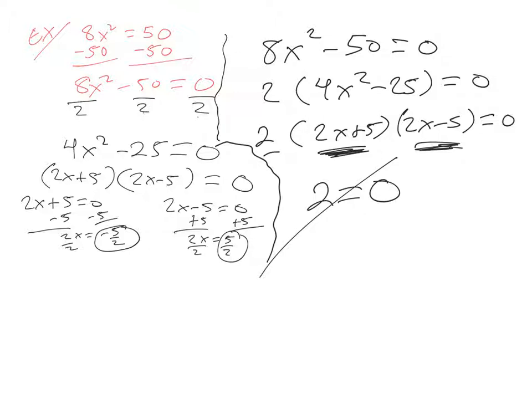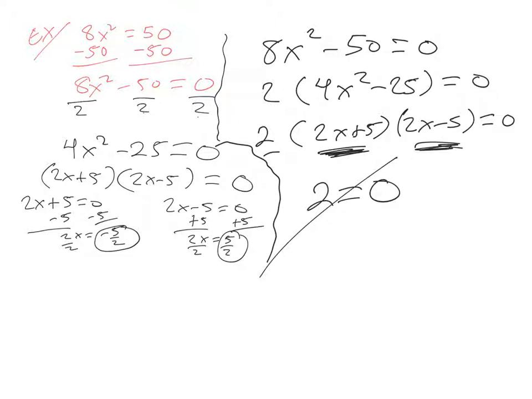But that's only when you have a number. Notice this does not have an x with it. So that's only when that's just a number, right? All right. So the name of the game is always set one side equal to 0.